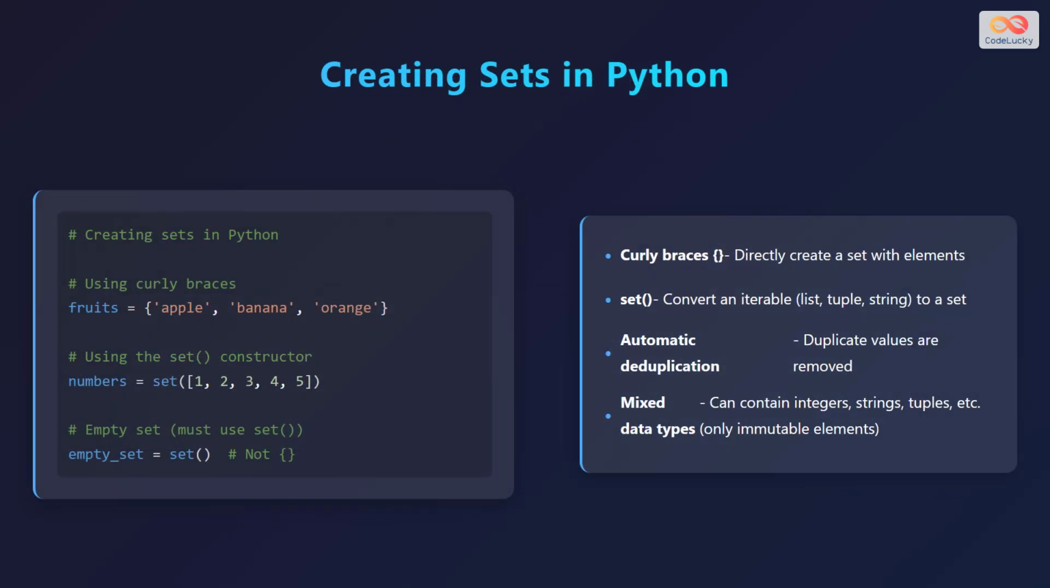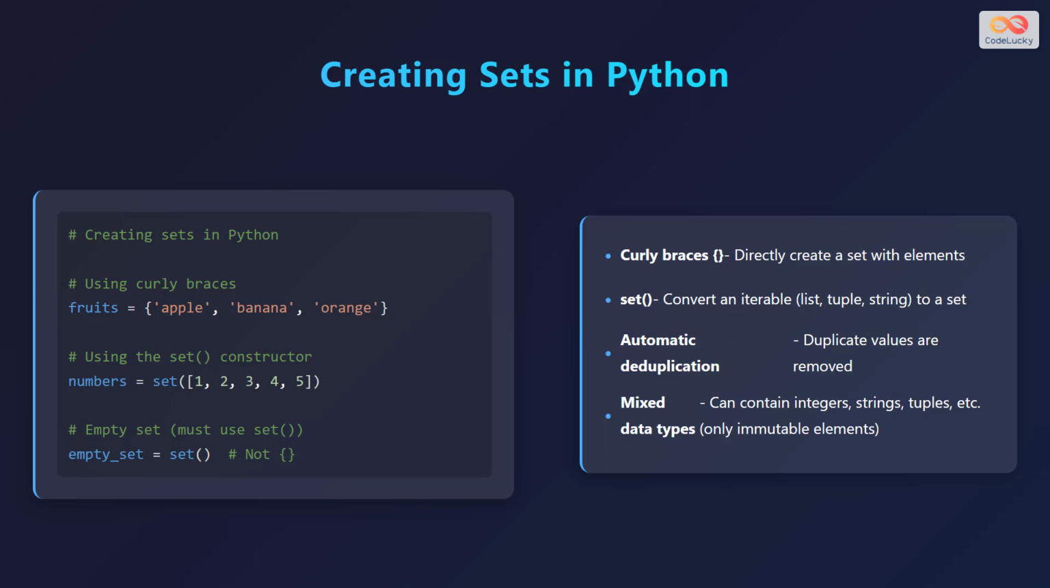Let's look at how to create sets in Python. You can create sets using curly braces like this. fruits = {apple, banana, orange}. Alternatively, you can use the set constructor like this. numbers = set([1, 2, 3, 4, 5]).